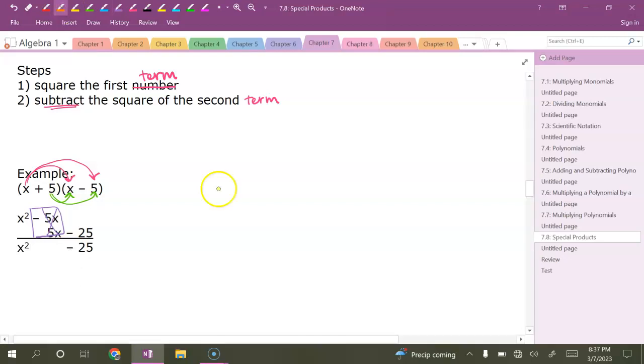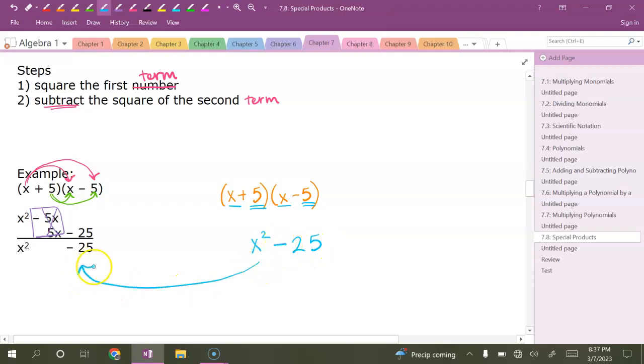So, to shortcut this, instead of having to do all those arrows, we can instead look and see, okay, what's my first term? The x. So I square that. Okay, that's x squared. And then I look at my second term, which is the 5. Square that, and that gives me 25. And I put a minus sign in the middle. And that's exactly what we got over there.